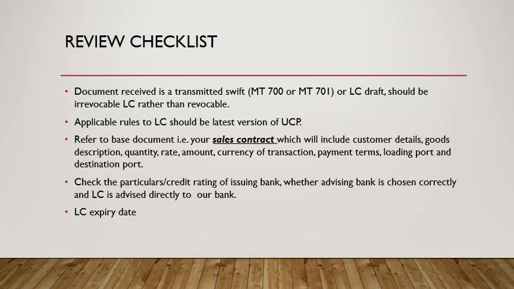Now it's time to refer to the base document, which is our sales contract with the customer. We should make sure that all the relevant information mentioned in the LC draft and sales contract is consistent. This relevant information contains customer name, address, phone number, goods description, quantity, rate, amount, currency of transaction, payment terms, loading port, and destination port. It is also important that we make sure at this stage that the mentioned payment terms are consistent throughout the document.